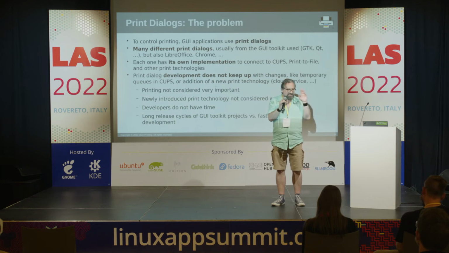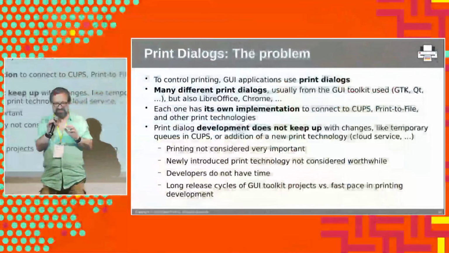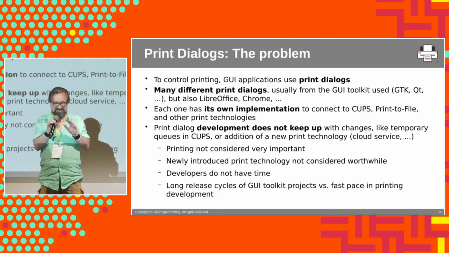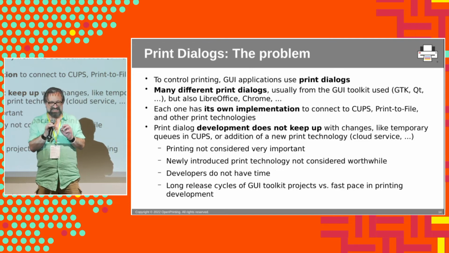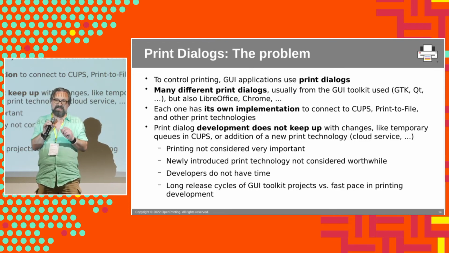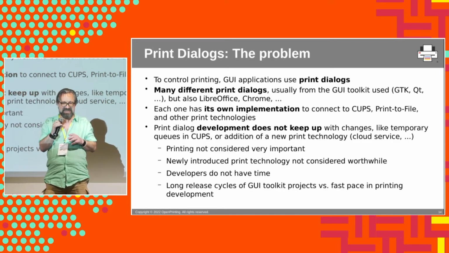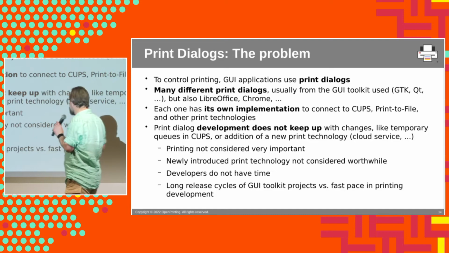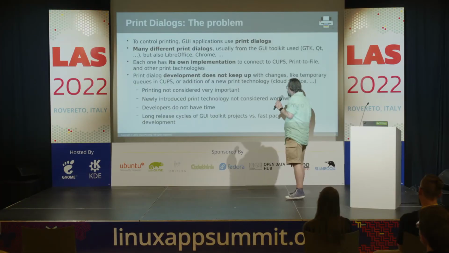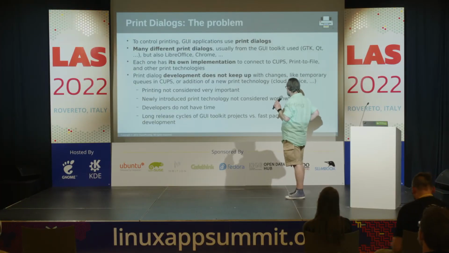But later on, something will happen. Perhaps something else will be changed in the print architecture, and the print dialogs stop working again and need to be fixed again. And also, it can happen that there's a new cloud printing service. And it would be nice if the print dialogs support this cloud printing service too. And therefore, we want to do it better.